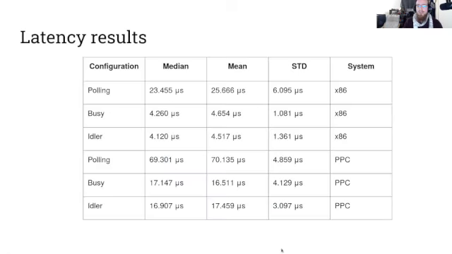I did some latency benchmarking on both PowerPC and x86, and polling by far has the highest latency cost. Both busy and idling have good performance in that regard. And then on PowerPC, everything is generally slower. And that's probably due to the fact that Julia tasks are not optimized on PowerPC yet.